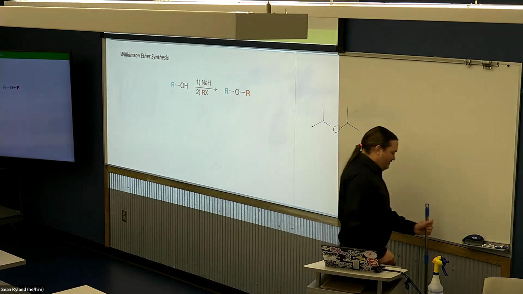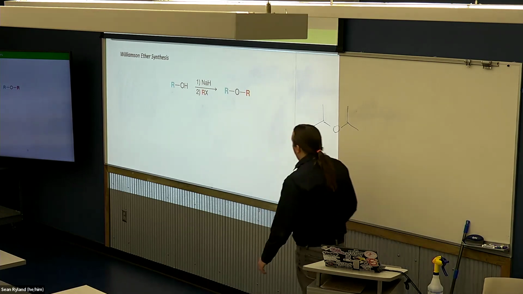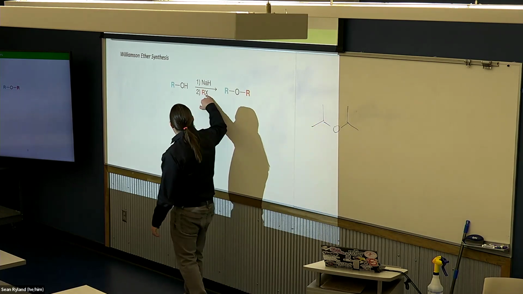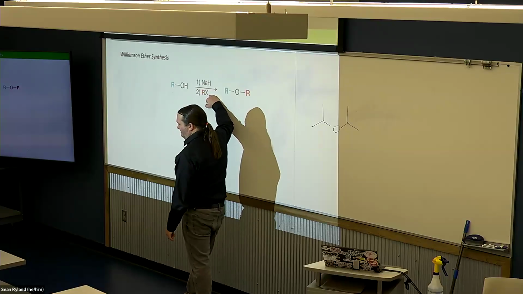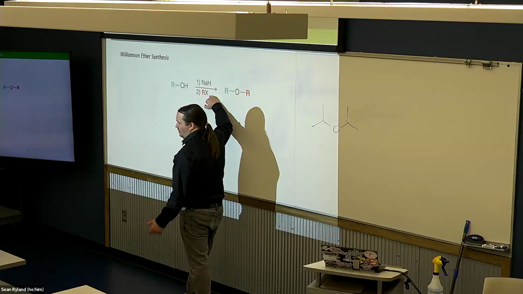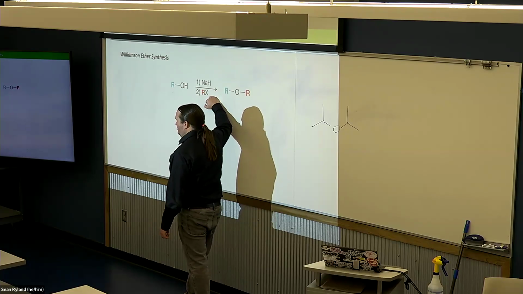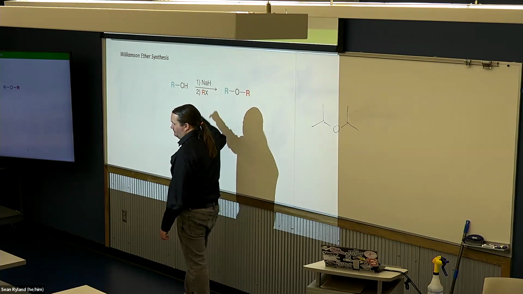So one deprotonates, and two, we add an alkyl halide that has a good leaving group on it, like a chloride or a bromide. And we just do an SN2 with it.